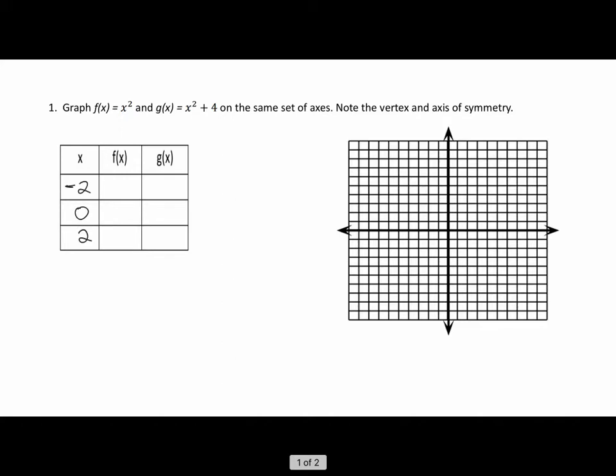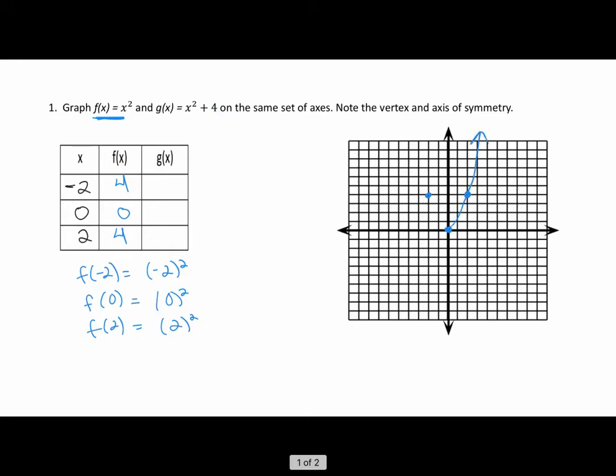Now let me look at the first function. F of x is x squared. So if we were to evaluate that at -2, that's just -2 squared, which is 4. If we were to evaluate that at 0, that's 0 squared, which is 0. And if we were to evaluate that at +2, that's 2 squared, which is 4. So what that would look like is, let's plot that on the axes here.